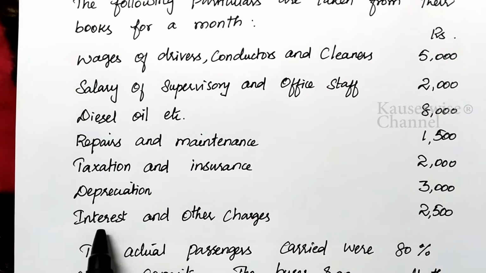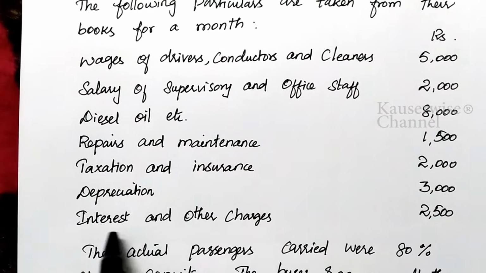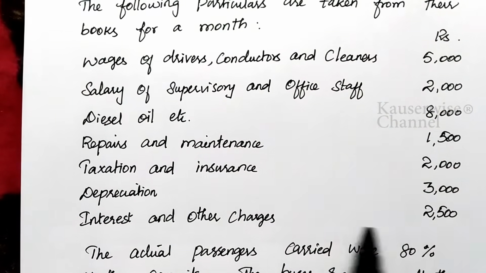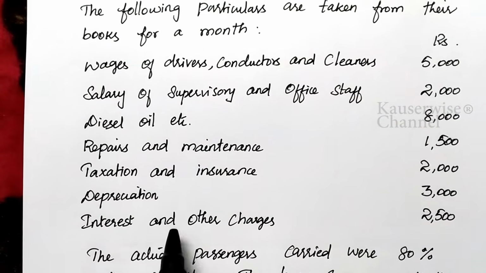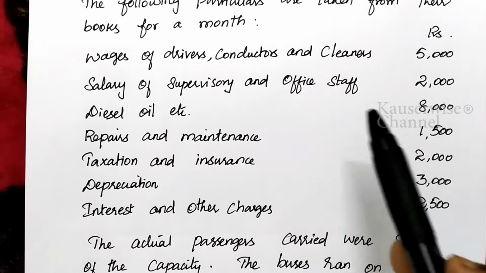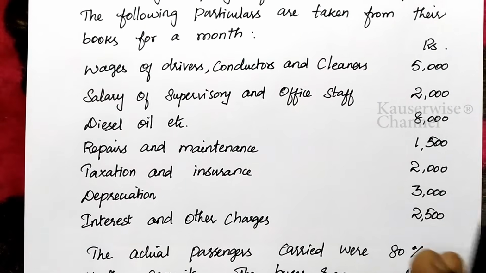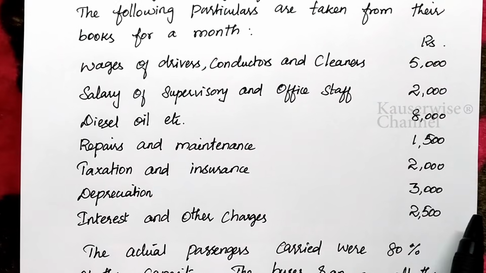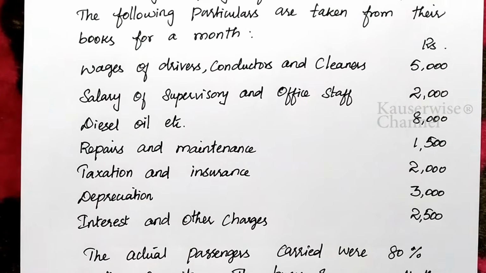And the last one, interest and other charges. So this also remains the same for each and every month. So this will come under fixed cost. Okay, now with this you can enter total fixed cost and total variable cost. Then you can find out the total cost per month.